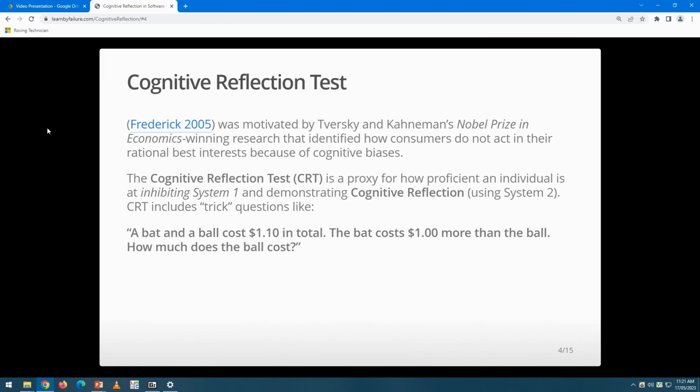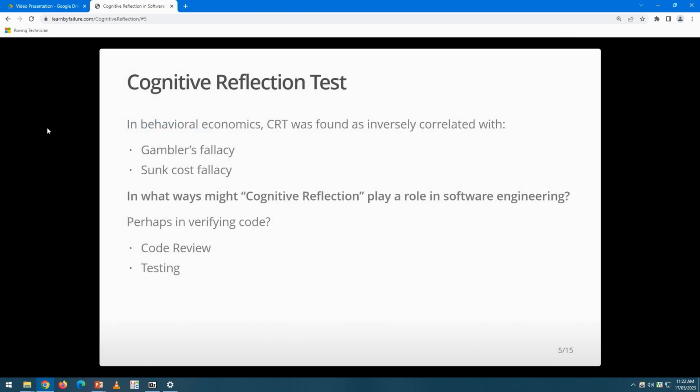One of the questions on the CRT is: a bat and a ball cost $1.10 in total. The bat costs $1 more than the ball. How much does the ball cost? Your intuitive response may be, well, we've got $1.10, we've got $1, so the ball costs 10 cents. But that's the incorrect answer. The real solution is that the ball costs 5 cents and the bat costs $1.05, which illustrates the ability to come to that answer by inhibiting that intuitive response, that gut feeling that you know the answer without actually rationally thinking it through. The test is really modeled after those types of questions.